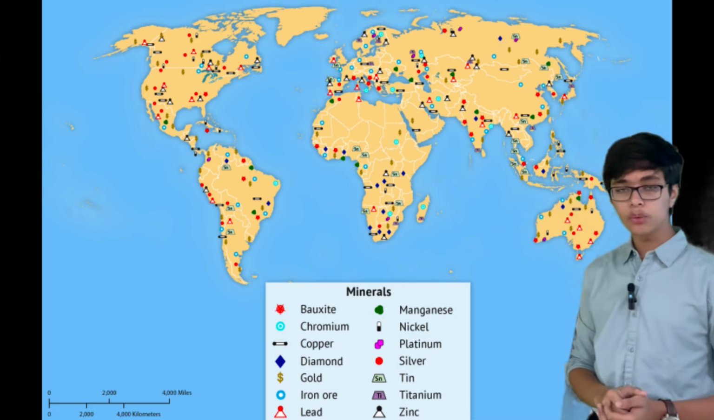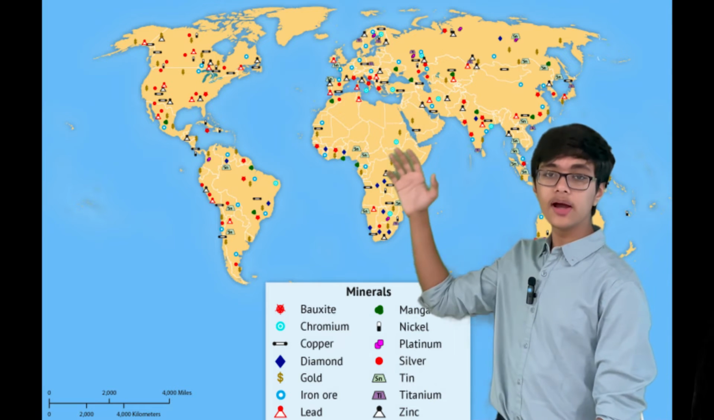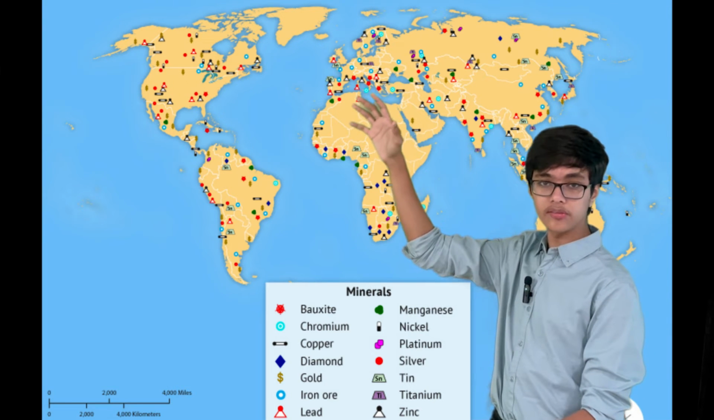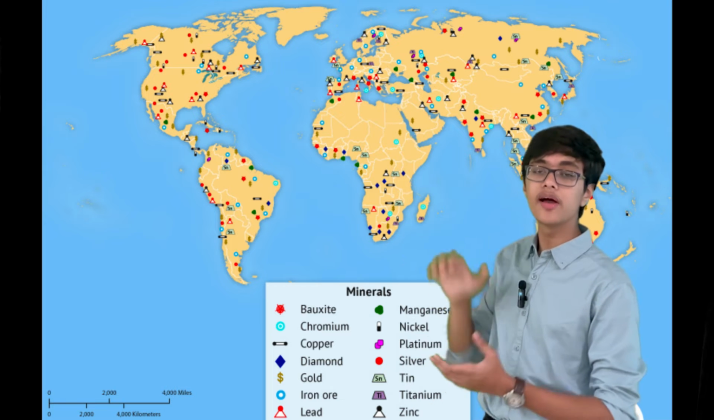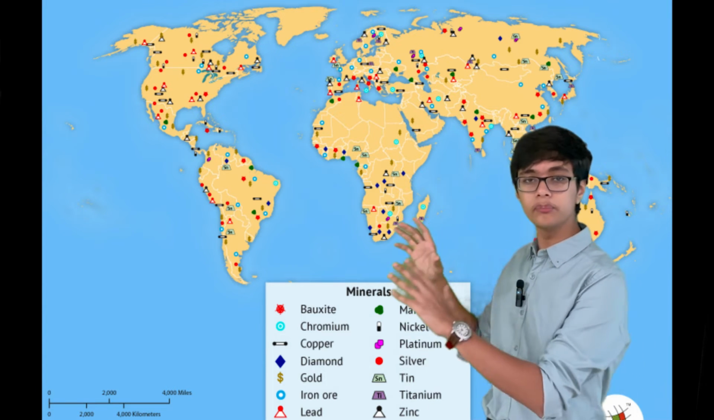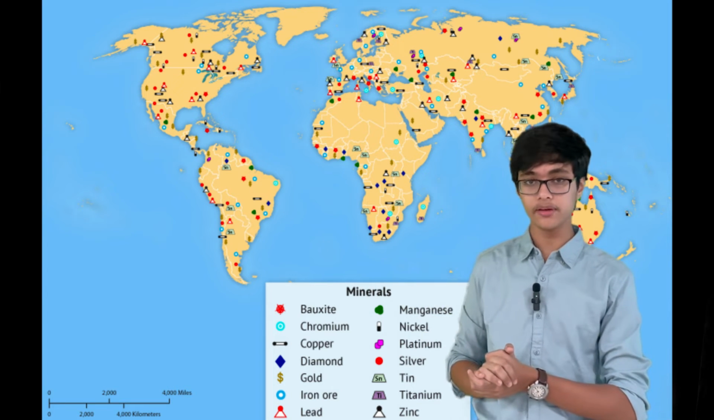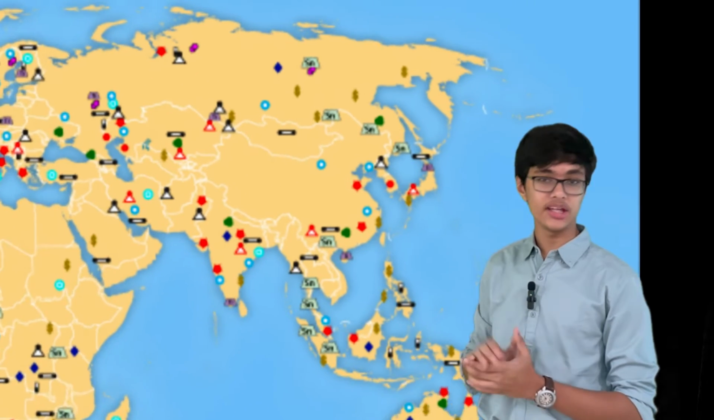Now, let's move on to the third and probably the most important part of this chapter, distribution of minerals. I wanted to take a bit of a different approach for this one. So, here you have a map of the world showcasing the different types of minerals found on Earth. Now, let's zoom in and zoom out of specific continents to understand what sort of minerals are present there. Let's begin with Asia.